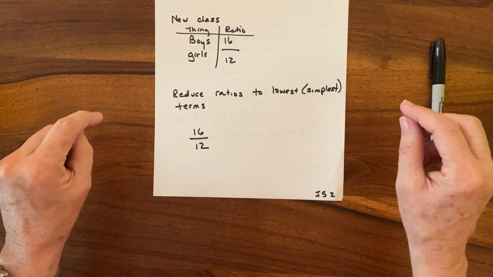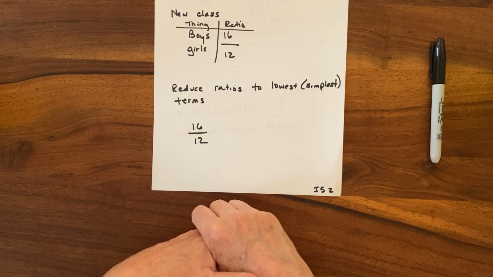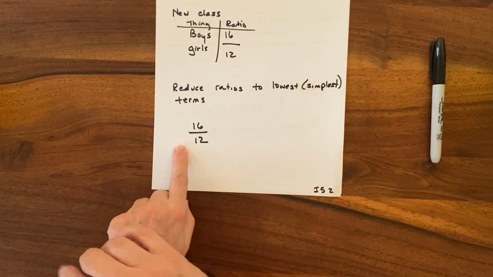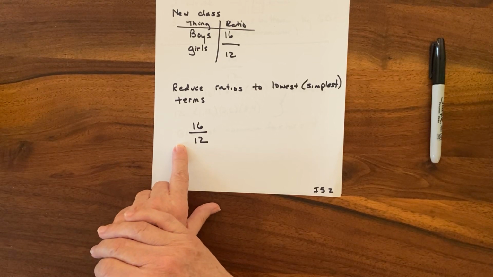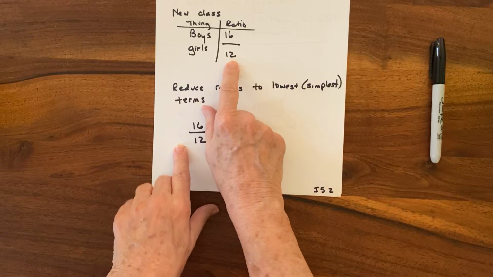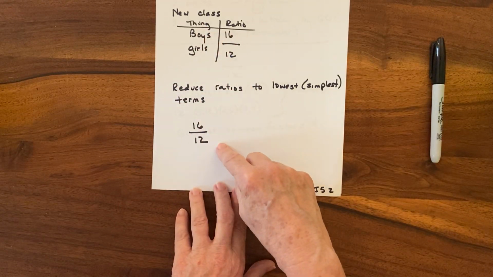The other piece of ratios, you have to reduce them to lowest or simplest terms. So here's my ratio. In this new class, maybe this is Mrs. Whitman's class. There are 16 boys and 12 girls. So the ratio of boys to girls is 16 to 12.